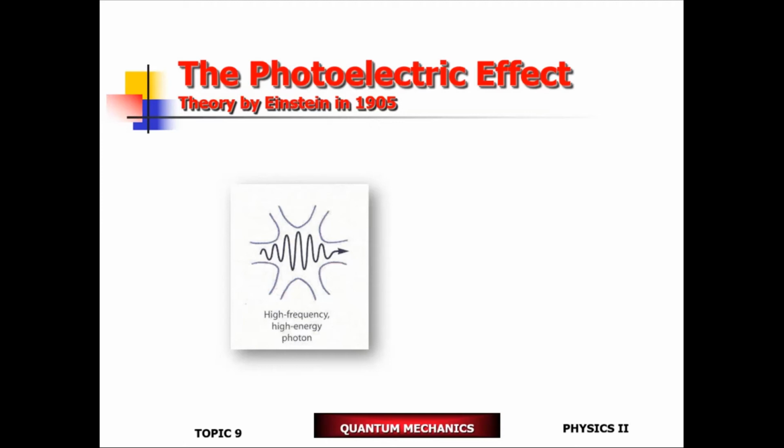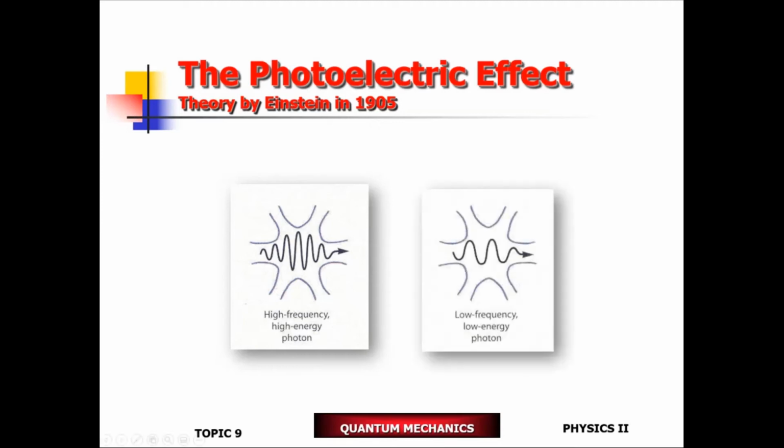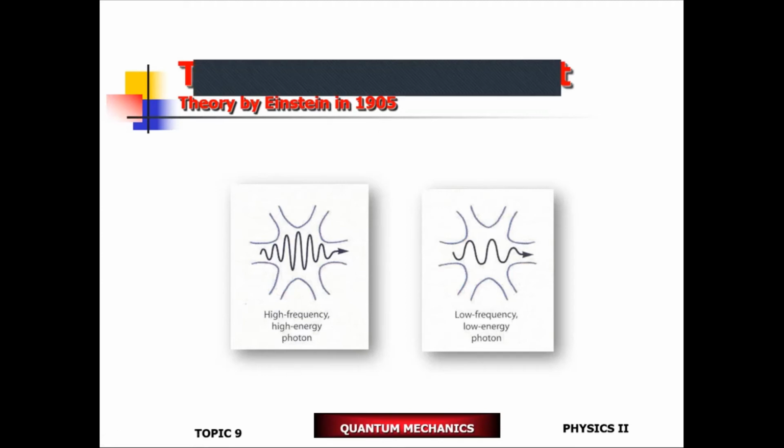He goes, assuming that the light is quantized, this is how it starts. Remember his postulate. Assuming that light is quantized, postulate 1, light is quantized. Then he noticed that this is a real easy problem to solve.